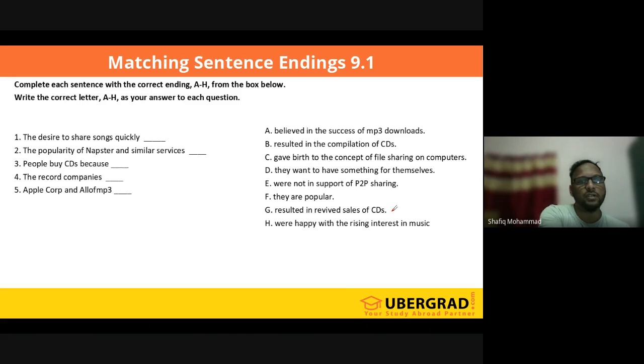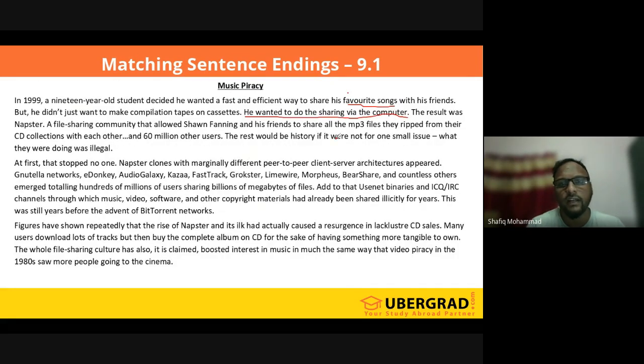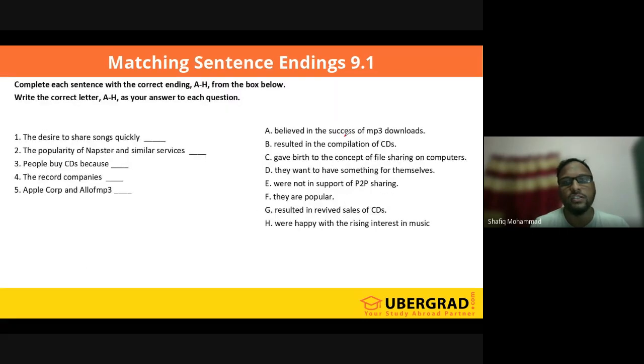The popularity of Napster and similar services revived. In the sense here, we got something related to ripped from their CD collections and each other and million. The rest would be history. It was not a small issue. What they were doing was illegal. Okay. So it should be actually G. G is the right answer. It should not be B because it's not a compilation that actually revived the sales. The popularity of Napster.